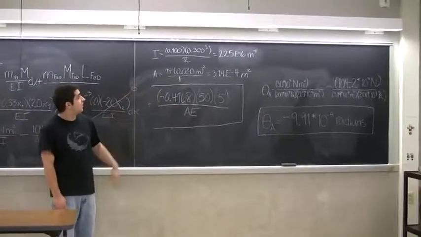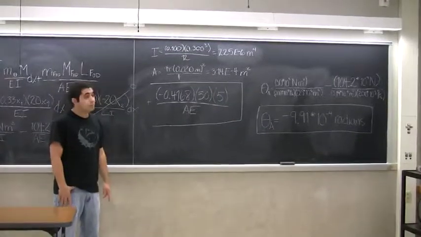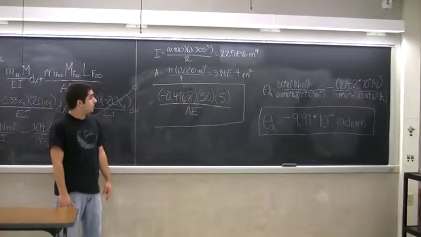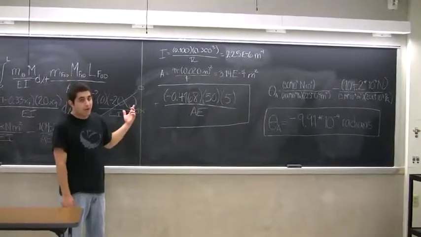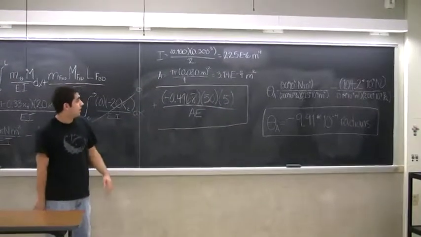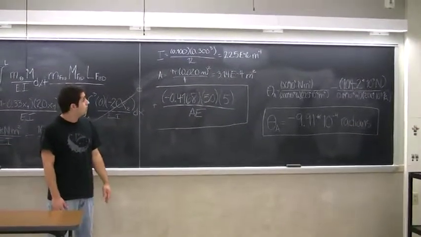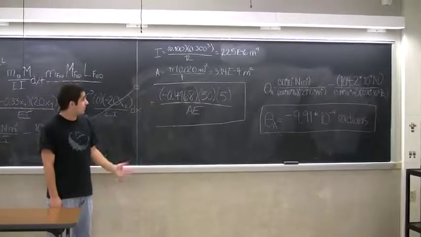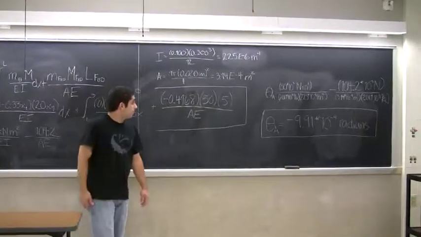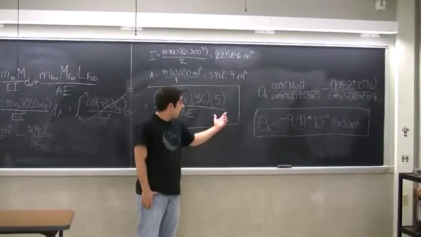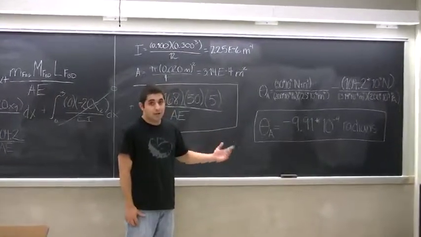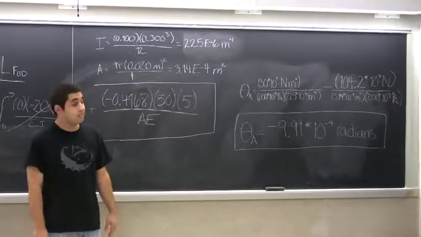I for a simple rectangle is given right here as 0.1 times 0.3 cubed over 12. A for our rod BD with a diameter of 0.02 or 20 millimeters is given. And we plug those into the equation and we get theta A is equal to minus 9.91 times 10 to the minus 4th radians.